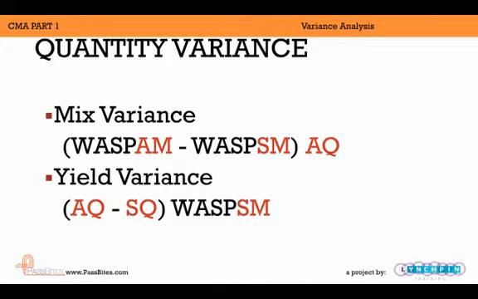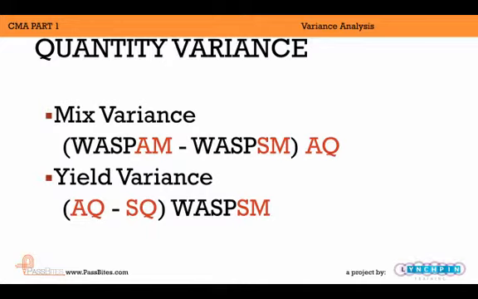For yield variance, the difference between 300 milliliters of pina colada against the 337 milliliters of pina colada actually being given is the difference that we will match against each other, actual quantity minus the standard quantity, and multiply it with the standard mix average rate.